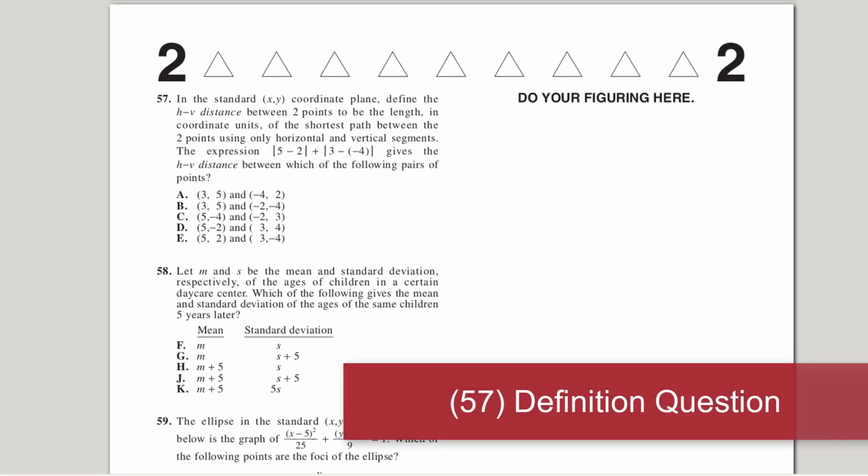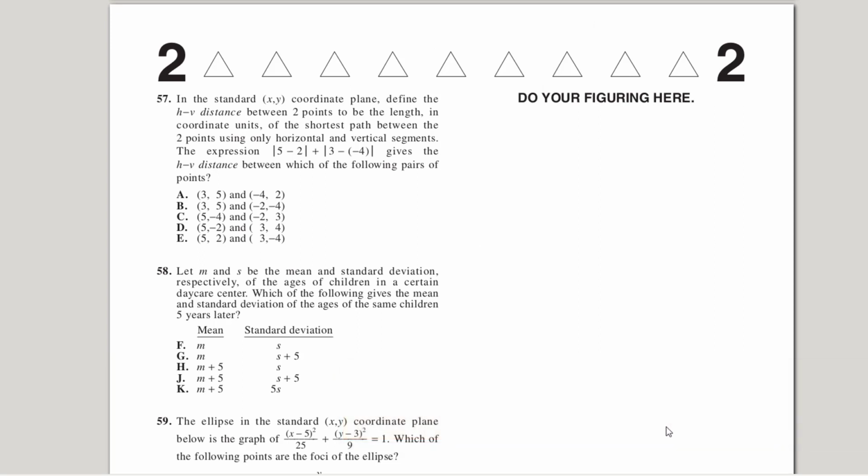In the standard XY coordinate plane, define the HV distance between 2 points to be the length in coordinate units of the shortest path between the 2 points using only horizontal and vertical segments. So the expression absolute value of 5 minus 2 plus the absolute value of 3 minus a negative 4 gives the HV distance between which of the following pairs of points.